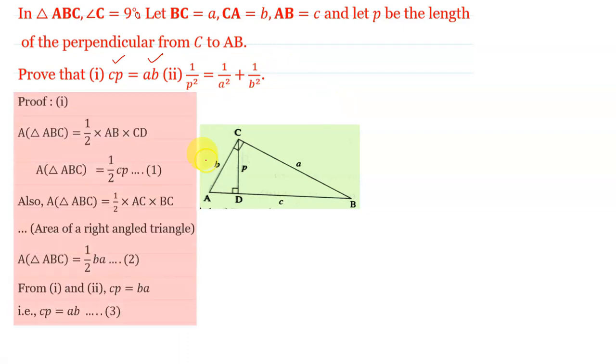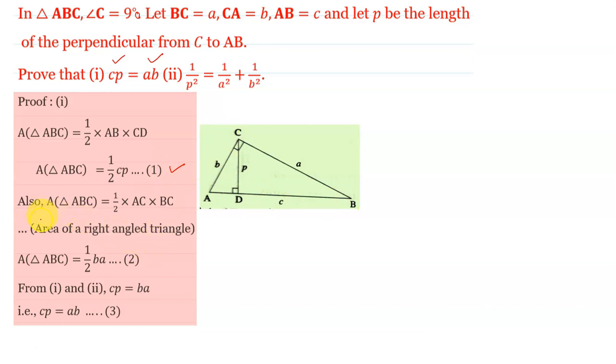Now consider first triangle ABC. Area of triangle ABC is equal to 1 upon 2 AB into CD, where CD is perpendicular to AB. That means to find its area, CD is the height and AB is the base. Therefore area of triangle ABC is equal to 1 upon 2, AB means c, and CD is p. This is equation number 1.